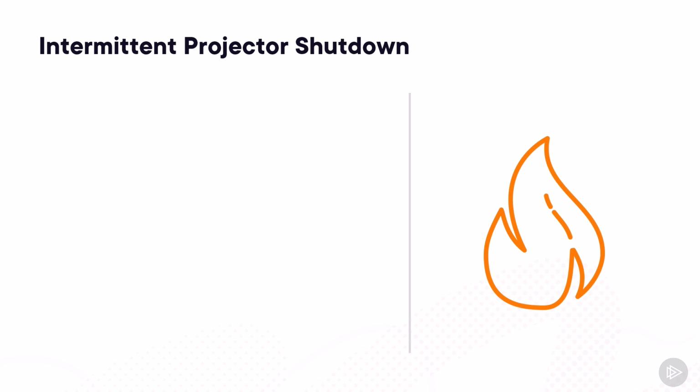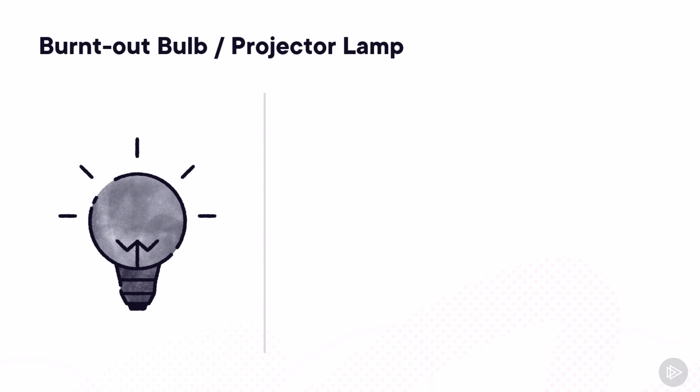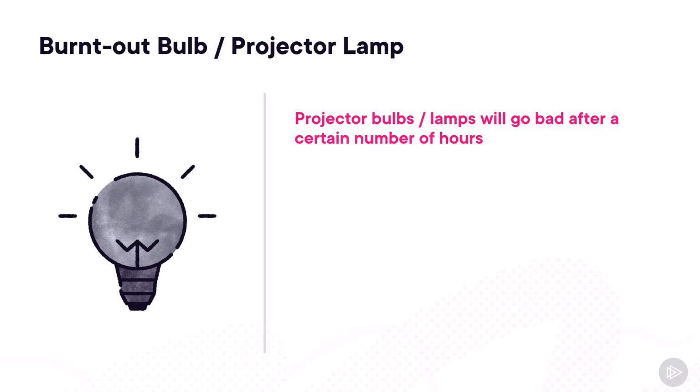If ever the projector just randomly shuts down after a period where it worked fine, it's most likely caused by overheating. Make sure that the fans of the projector work well and clean any dust that might have accumulated in the projector. Lastly, the bulb or projector lamp can go bad.